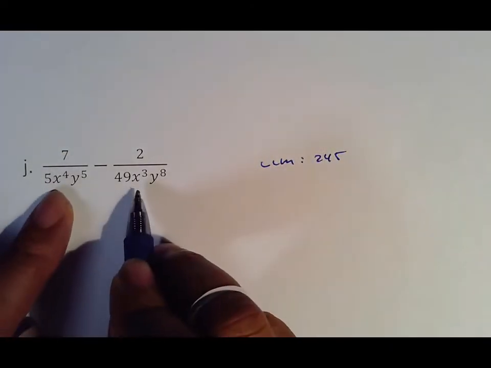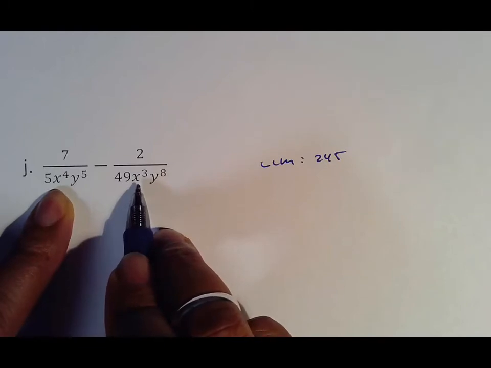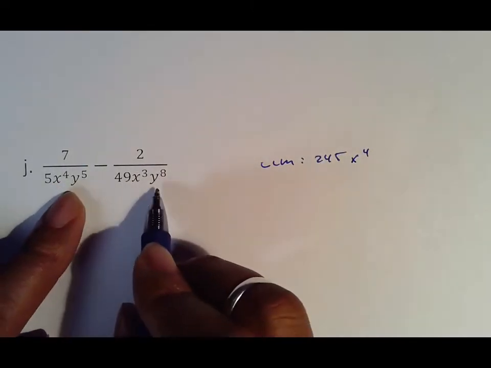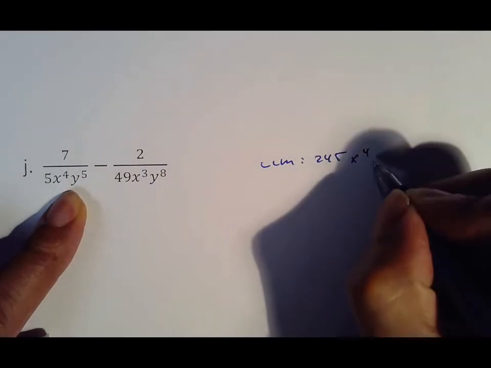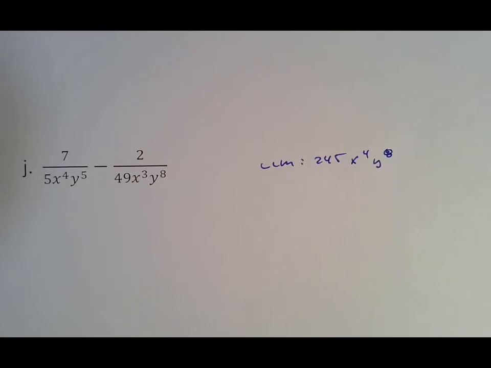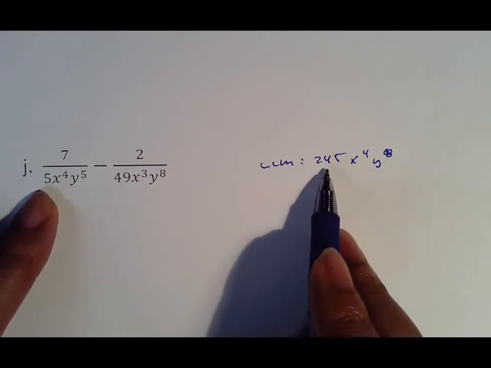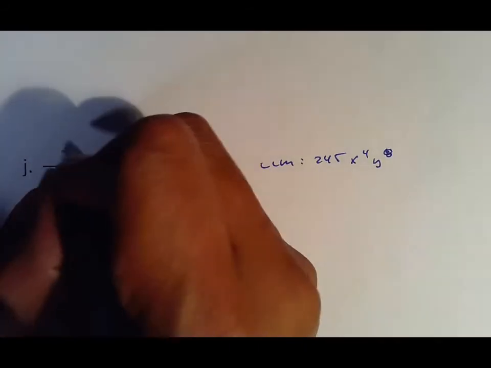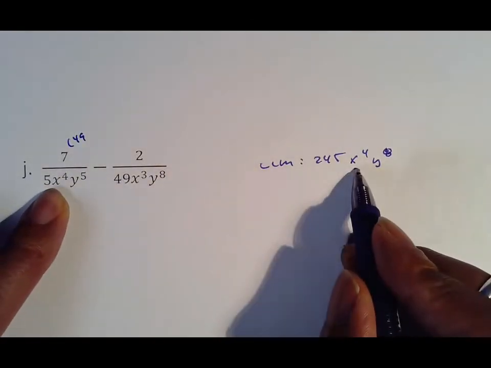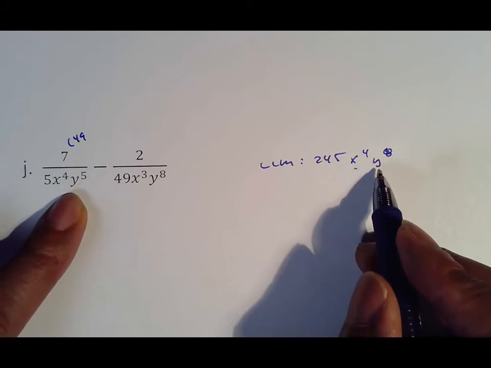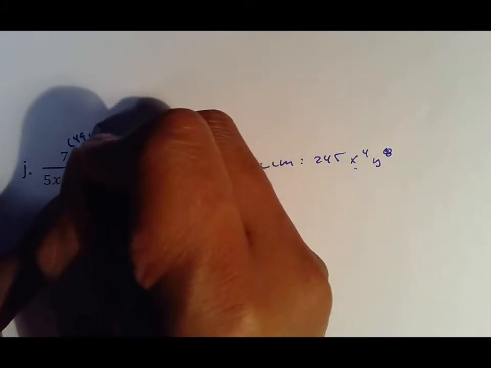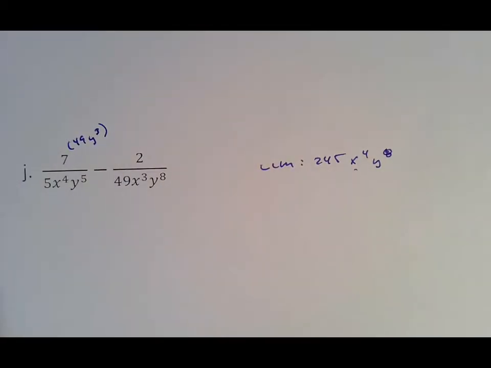But here's the thing. There's 4 x's here, 3 x's there, and I need room for the most possible, which means I need room for 4 x's. There's 8 y's here, 5 y's there. I need room for the most, which is 8 y's. So that would be your LCM. When you go to see what's missing, obviously 5 is missing 49. I'm not missing any x's, but I have 5 y's, I need to have 8. I'm missing 3 y's, which is what you would do there.